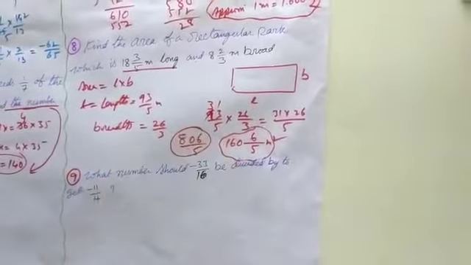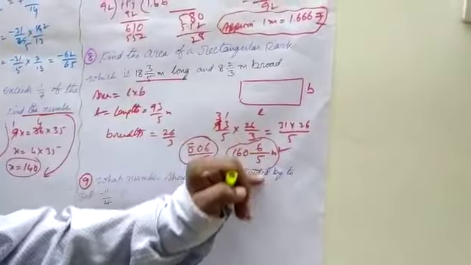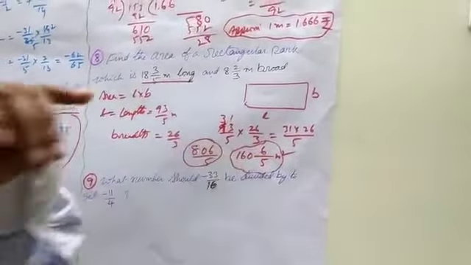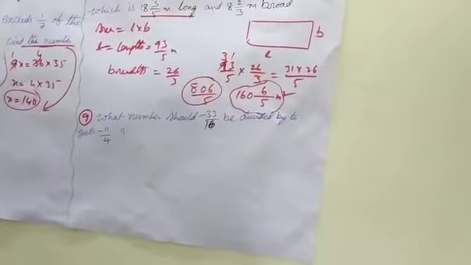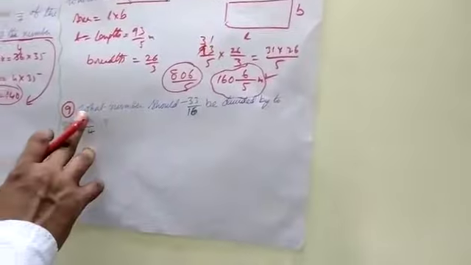Therefore the area of the rectangle means 166 by 5. 166 by 5. This is done. Go to the ninth. What is the ninth now?